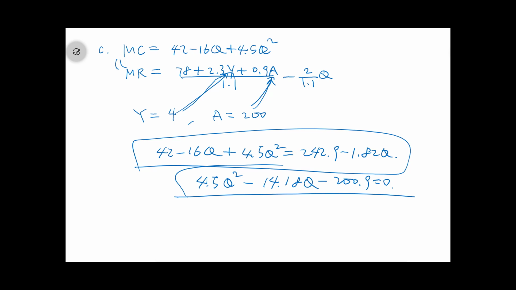You can calculate it by using the quadratic formula that you can easily find from your textbook or from the internet, or you can use a scientific calculator. Then you can find Q equal to 8.44, and the optimal, profit maximizing price is $235.24.